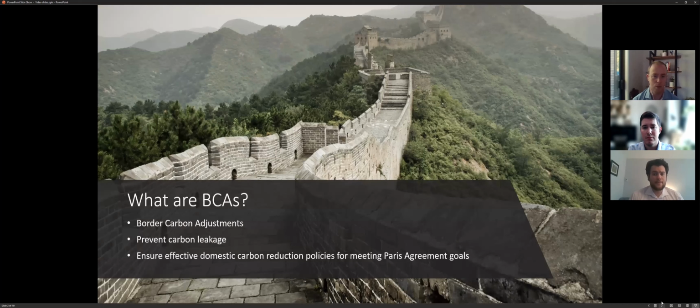So what are border carbon adjustment measures, or BCAs? Well, BCAs help prevent carbon leakage. They stop domestic companies from going abroad to escape domestic measures which they find unfavorable. This helps countries ensure that their domestic carbon pricing regimes remain effective and help countries meet their Paris Agreement goals.